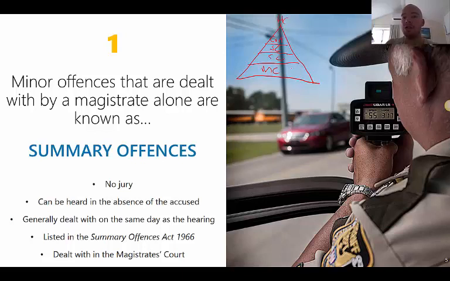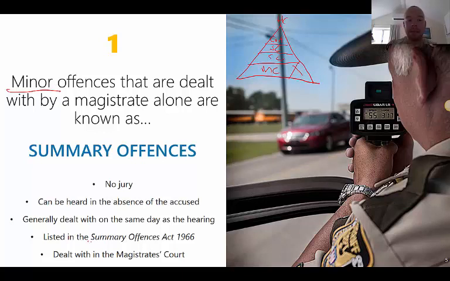As we can see, the magistrate's court is at the bottom, and it only deals with minor offences that are known as summary offences. Summary offences have no jury because they're in the magistrate's court. They can be heard in your absence. So if you're charged with a summary offence and you don't show up to court, they can hear the matter anyway and determine it even though you're not there. They're generally dealt with in one day. It's not like a trial where 5, 6, 7 days are needed. You rock up to court, it's dealt with, it's done.